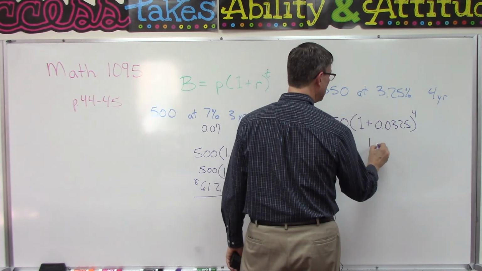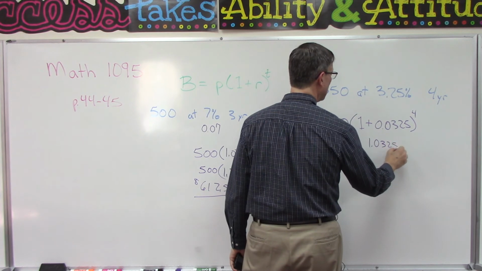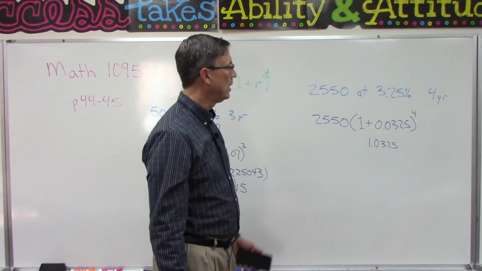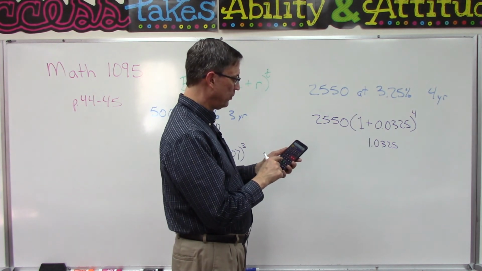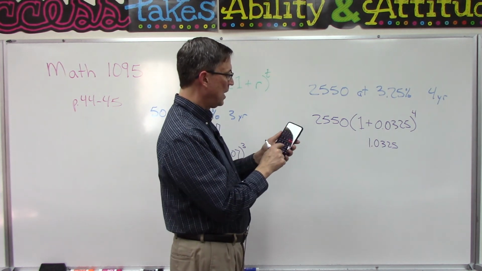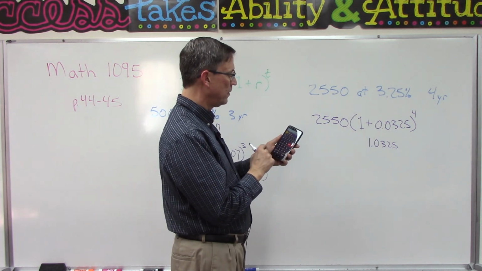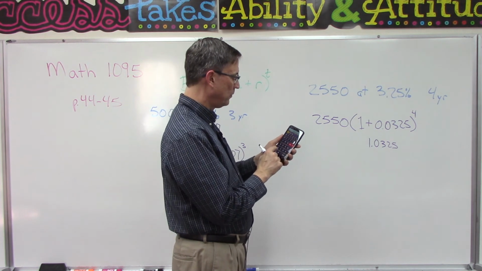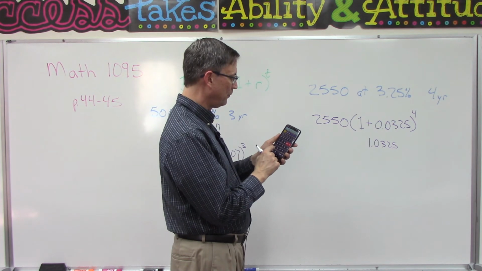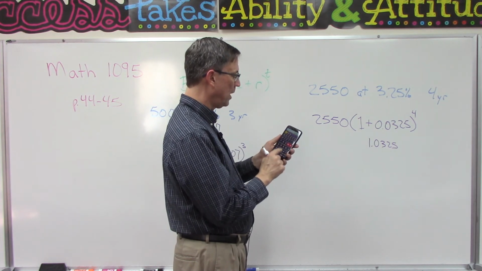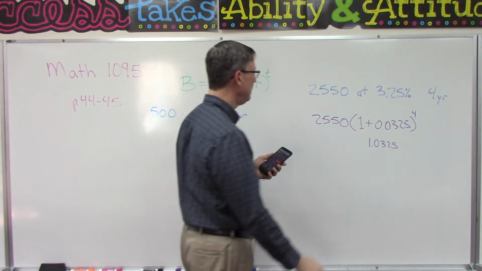So let's simplify this. 0.0325. We want to keep all of those decimals. That's very important. Don't round it off. All right, so get your handy calculator out. 1.0325. And now we're going to multiply times 1.0325. And then do it a third time, times 1.0325. And then we have to do it a fourth time. 1.0325 equals. Wow, that is a big number, okay?